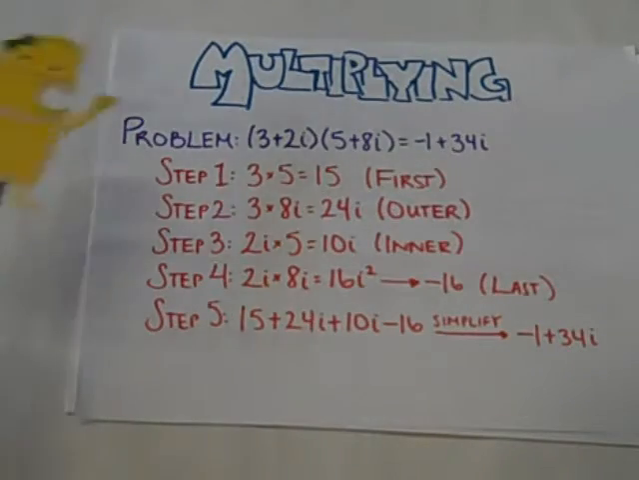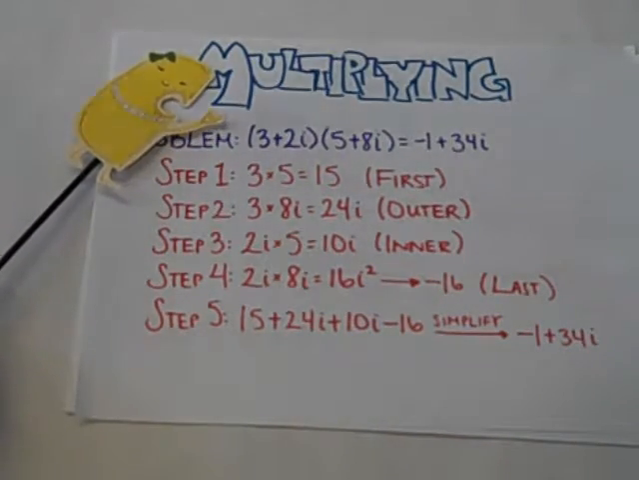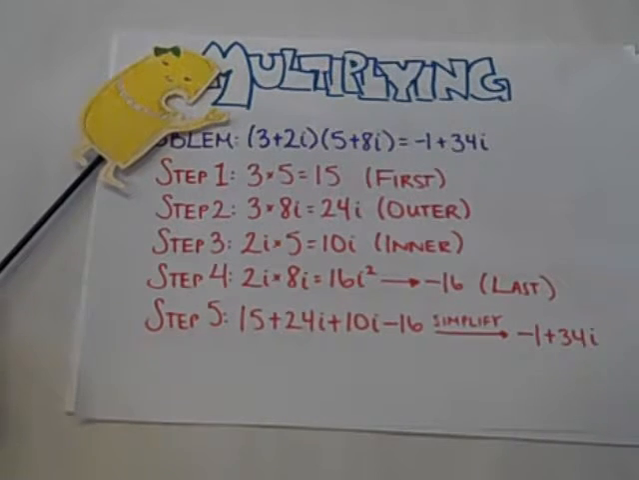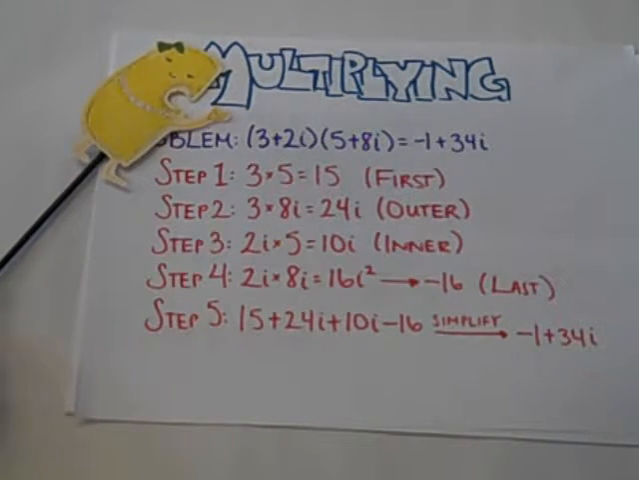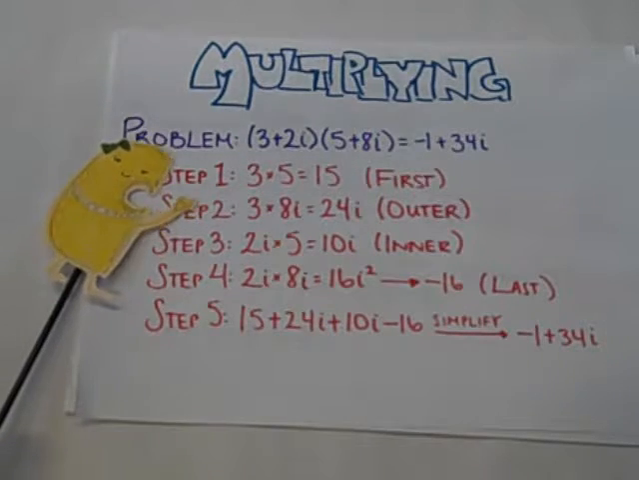Next, we will look at multiplying and dividing complex numbers. In order to multiply two complex numbers, you must use the FOIL method: first, outer, inner, last. For example, look at this problem. 3 plus 2i times 5 plus 8i.